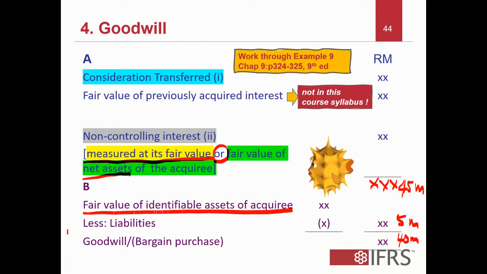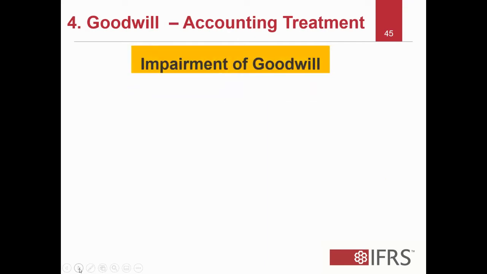Next. For more detail, go and check out example 9. Work through it yourself. I'm not going to do this with you. You can work it out at your own time and work through the entire solution given in the example. This is the accounting treatment for goodwill. As I said, you cannot amortize. The standard says that actually.